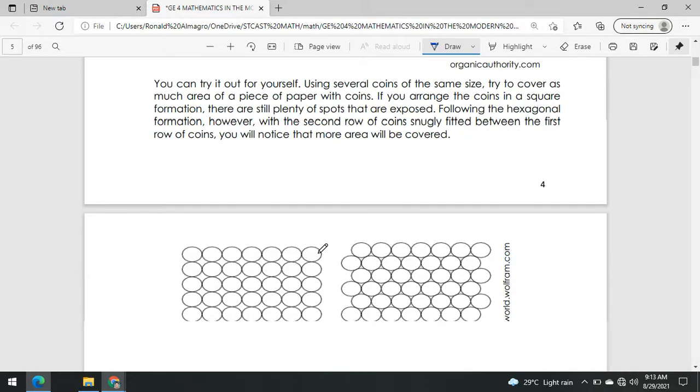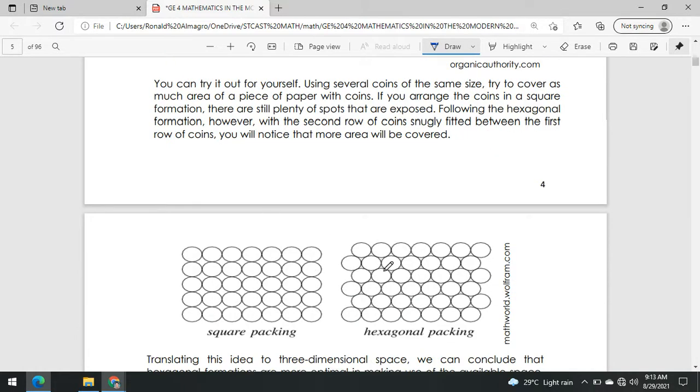Okay, so this is the arrangement of a coin. Try to cover as much area of a piece of paper with coins. If you arrange the coins in a square formation, there are still plenty of spots that are exposed. Following the hexagonal formation, however, with the second row of coins snugly fitted between the first row of coins, you will notice that more area will be covered.